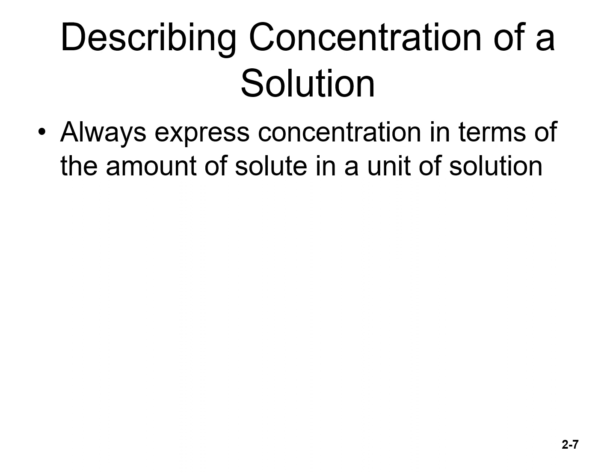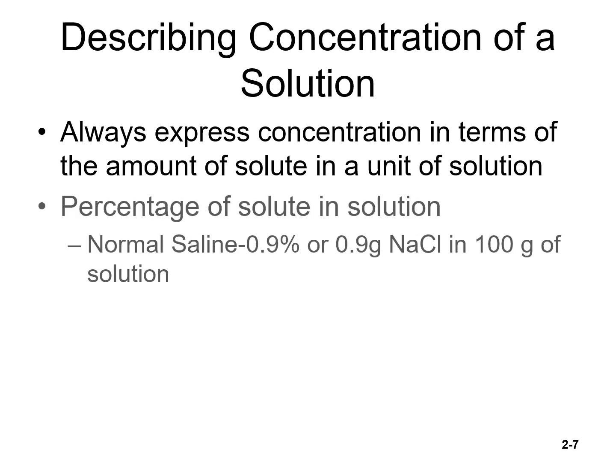In describing the concentration of a solution, we always express concentration in terms of the amount of solute in a unit of solution, not a unit of solvent, but a unit of solution. For example, we could describe normal saline in terms of percentage. So normal saline is 0.9%. That would be 0.9 grams of sodium chloride in 100 grams of solution. Again, not 100 grams of water, but 100 grams of solution.